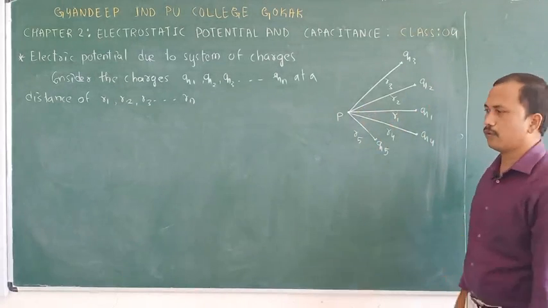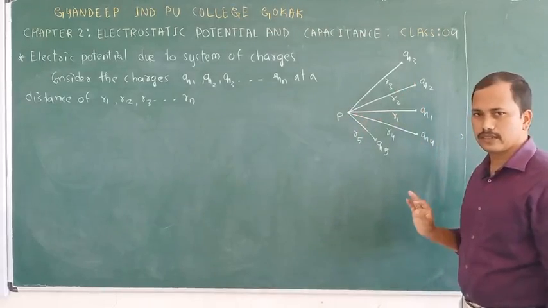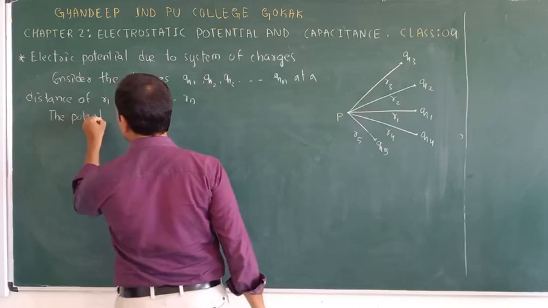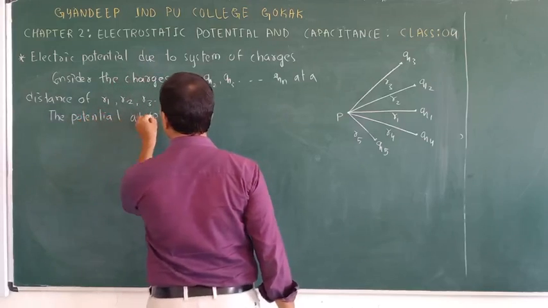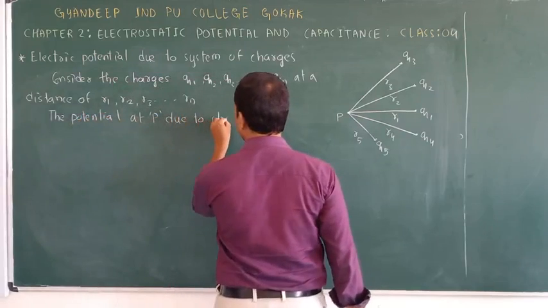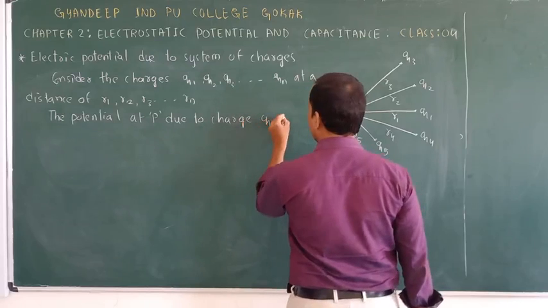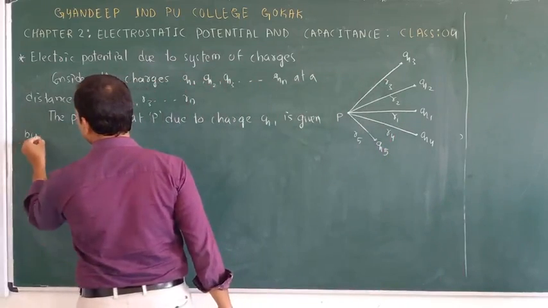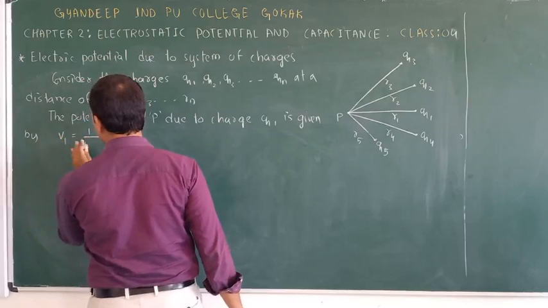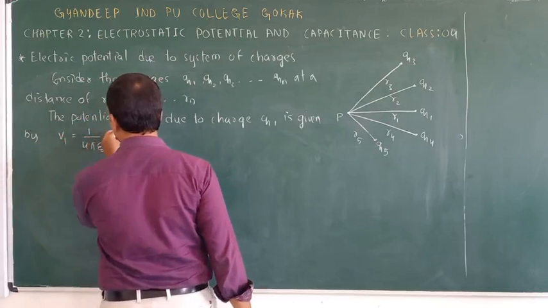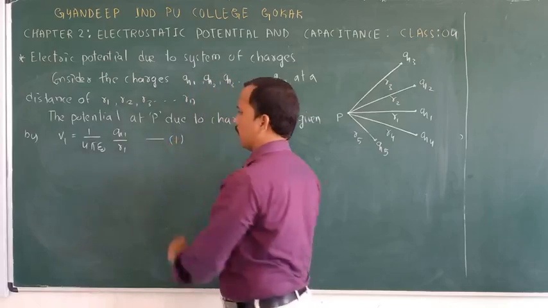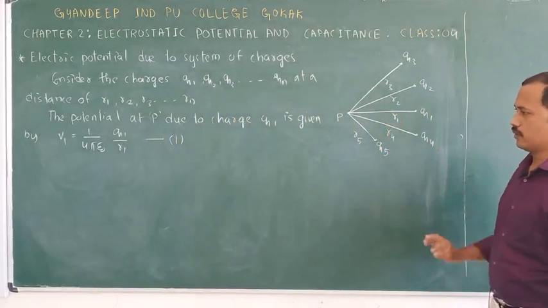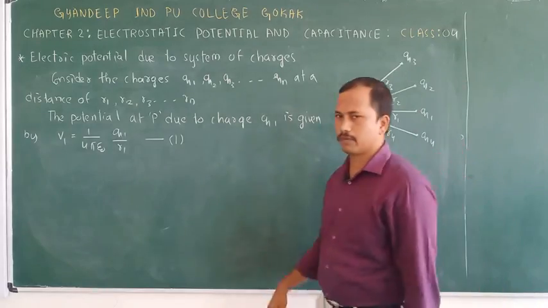To find the value of the electric potential at P due to single charges, for example, the potential at P due to charge Q1 is given by V1 is equal to 1 by 4 pi epsilon, Q1 divided by R1. This is equation number 1. So generally, the electric potential at P due to charge Q1 is V1 equals 1 by 4 pi epsilon, Q1 divided by R1.